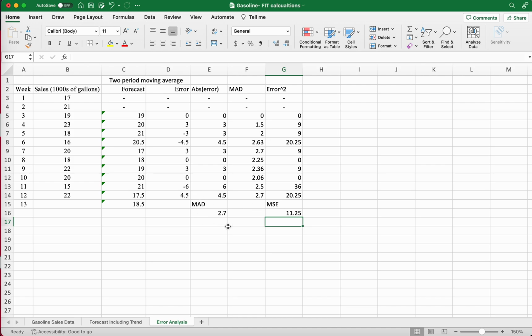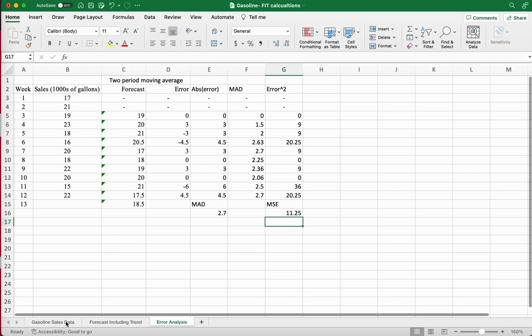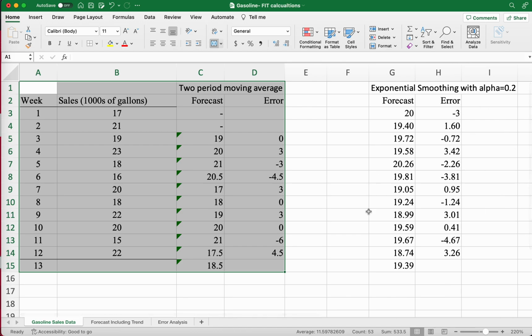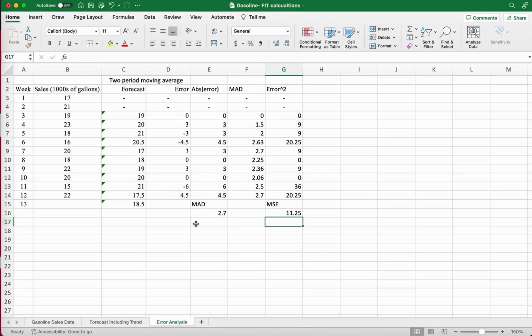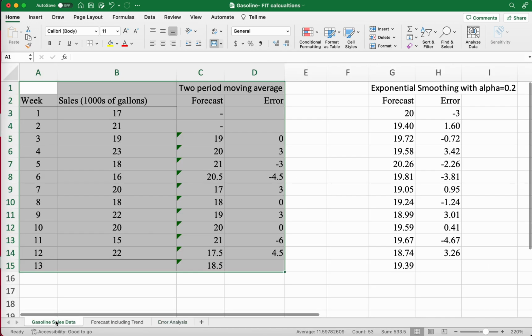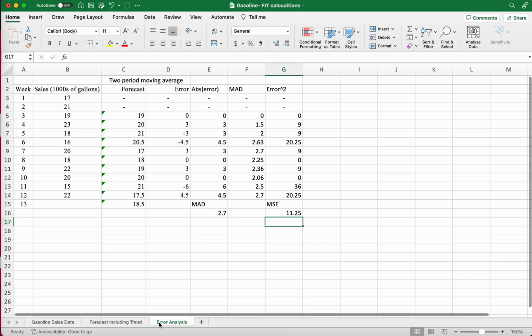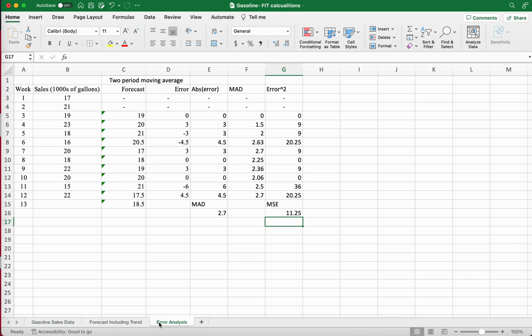So I calculated the mean absolute deviation for the 2-period moving average because these errors are based on the 2-period moving average. I'm going to go back. We're going to look at exponential smoothing with alpha equal to 0.2 and do a similar analysis. And then compare the MAD value of this with the MAD value of that and see whichever gives you the lower value. And that's the method that we'll choose. So that's the mean squared error.